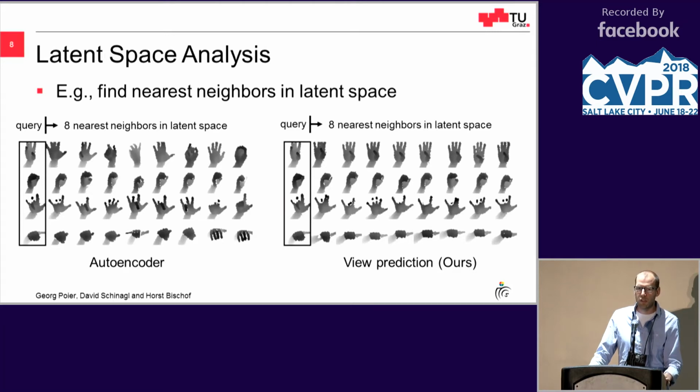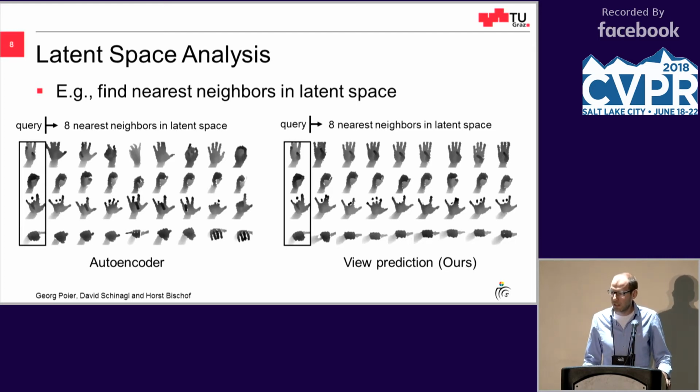And what you can, of course, do, for example, or what we did, was to look at the nearest neighbors in the latent space. So you use some validation samples, you project them to the latent space, and then you search for the nearest neighbors in the training set. If you do this for our method here on the right side, you see that all the nearest neighbors for a query sample exhibit a really similar pose to the query sample.